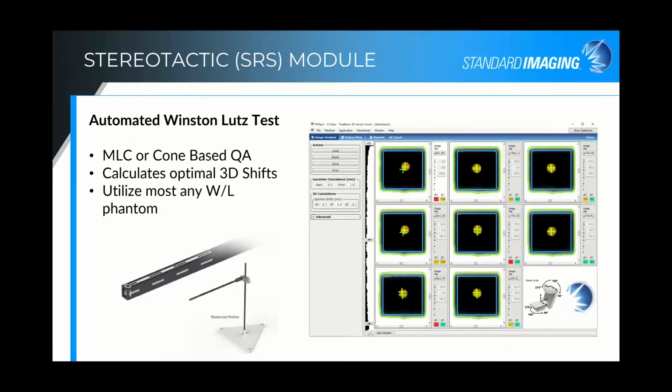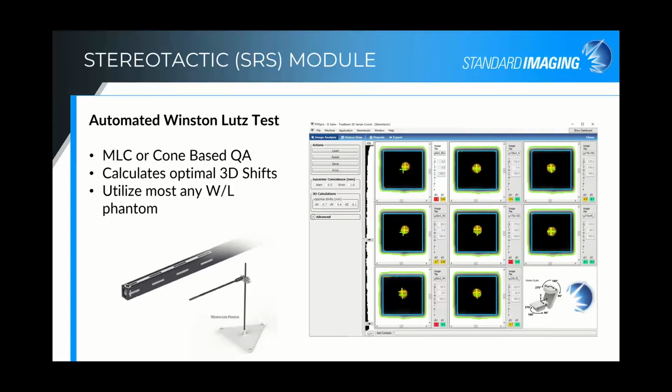Stereotactic module, the SRS module. This is an automated Winston-Lutz test. One point of note is that this is the only module that we offer as a standalone for PIPSpro as well. Typically, if you get PIPSpro, you get everything that I've showed you so far, and additional tests that I'm going to touch on. But we also have this SRS module, the automated Winston-Lutz, as a standalone that can be purchased as well, and it does not include the imager test and the MLC test, things like that. It is just the automated Winston-Lutz test.